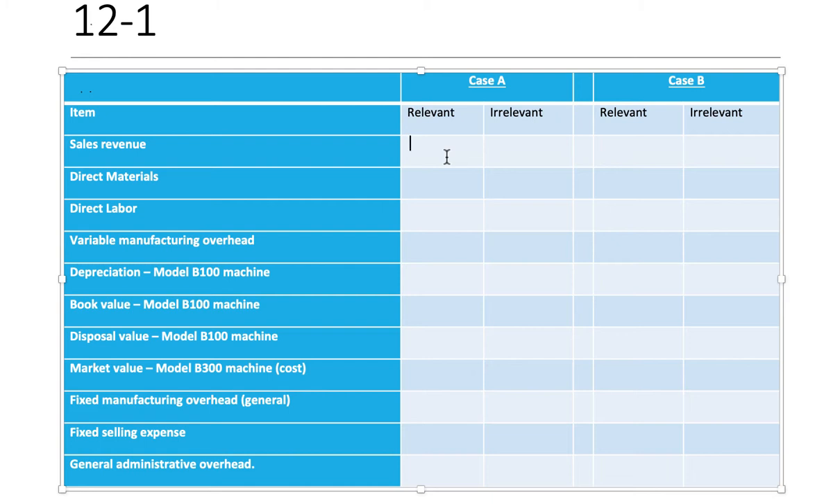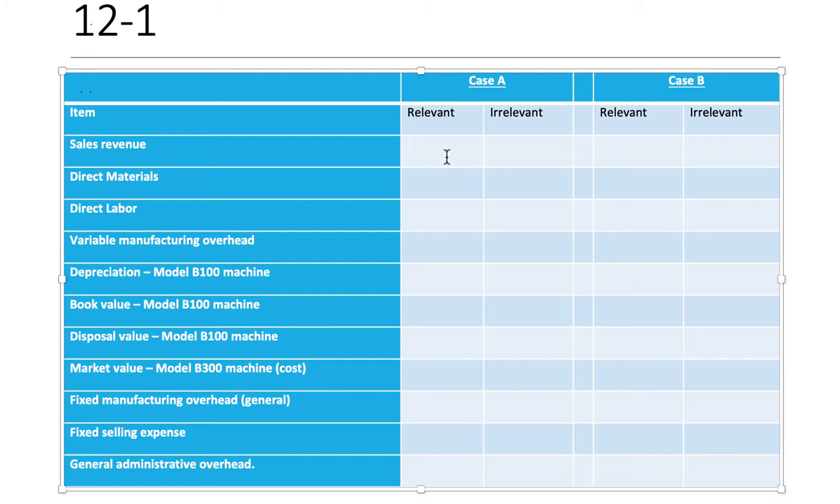Okay, they tell us that it's going to increase the company's production. It's going to increase their sales. The increase in volume will be large enough to require increases in fixed selling expense and in general administrative overhead, but not in the fixed manufacturing overhead. Now those are important, okay? And when we get to them, I'll explain why.